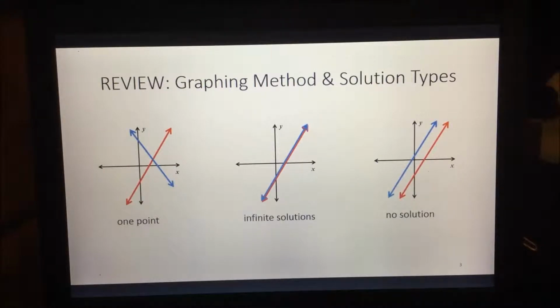Before we begin, I want to review the graphing method. When you're solving a system of linear equations, you can graph the lines represented by each equation and look at the intersection for the solution. When the 2 lines cross, the intersection is 1 point, and the solution is the coordinates for that point. If the 2 lines are the same line, then the intersection is all of the points on that line, and then there are infinite solutions. And if the 2 lines are parallel lines, then they don't intersect at all, and therefore there is no solution.